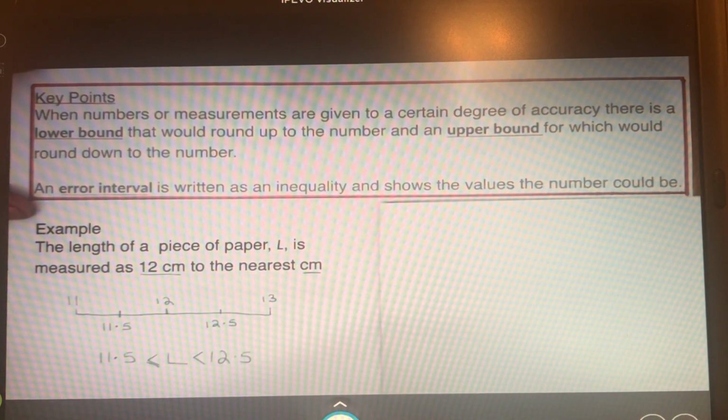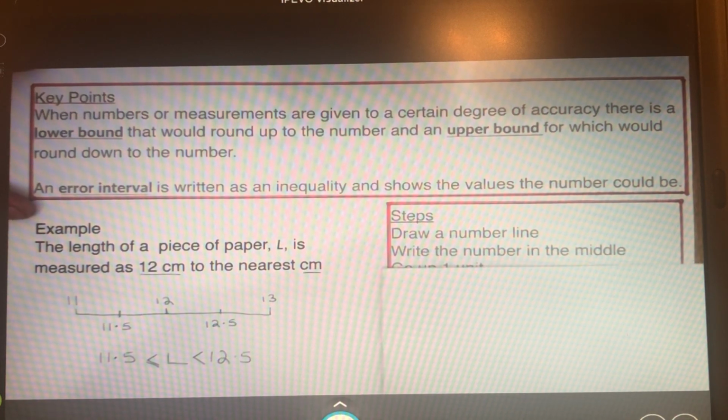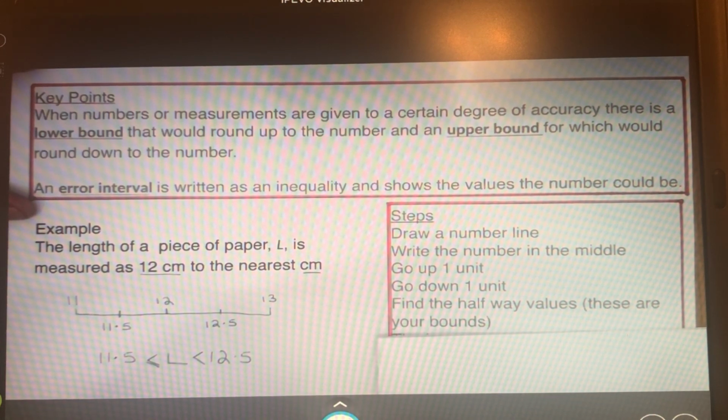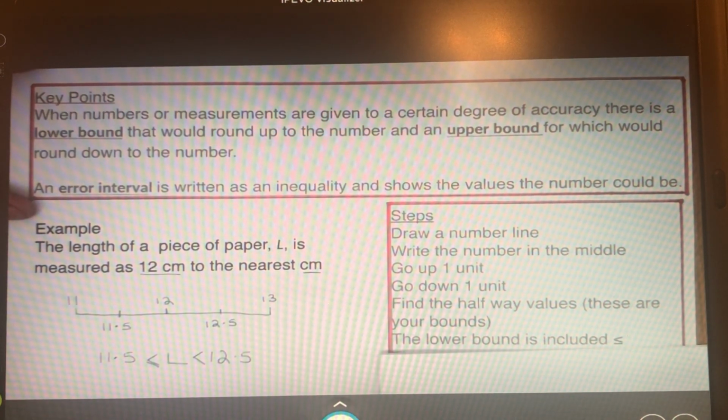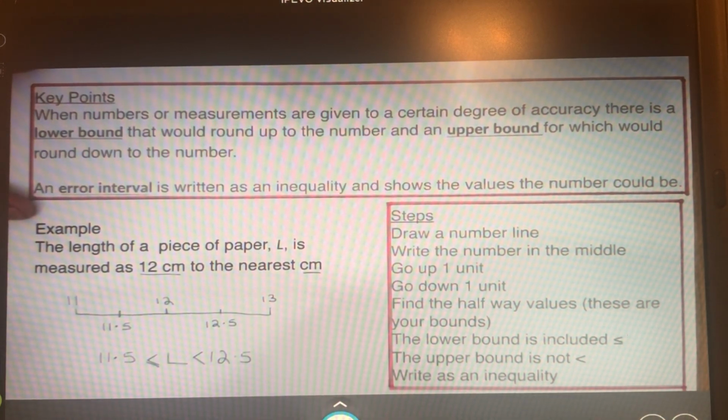Okay, so let's have a little look at our steps. So we drew a number line, we write the number in the middle, we go up 1 unit, we go down 1 unit, and we find the halfway values. These are our bounds. Okay, the lower bound is included, so we use that symbol. The upper bound is not, so we use this symbol, and then we write in our bounds to make the inequality. Okay, press pause, write down your steps, and then we'll do another example.